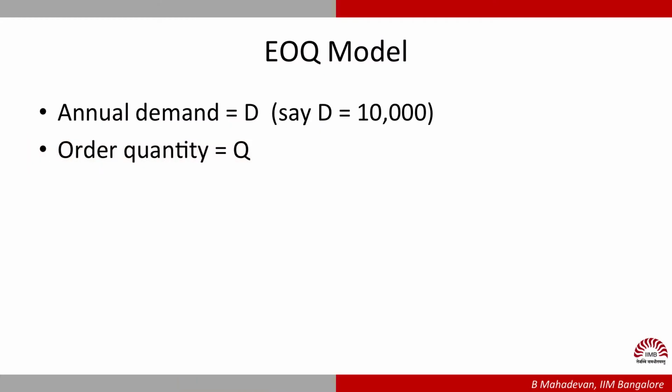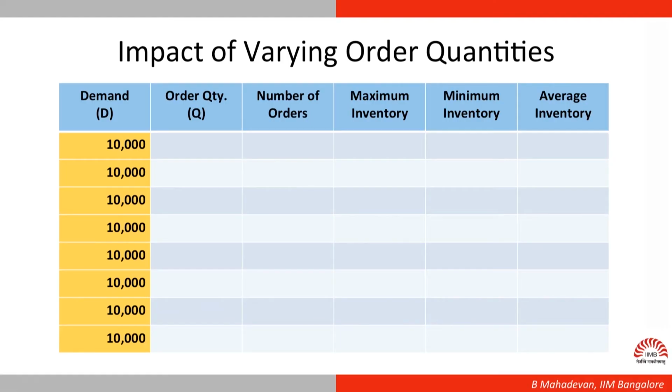Let's find out what happens when we try alternative quantities of order. So let's denote this order quantity as Q. For a given demand D, I can keep changing Q, the order quantity, and find out what will really happen. So here is a table in which we have set it up. The demand is 10,000 as we talked about. Let us say we ordered 5,000. That is our order quantity.